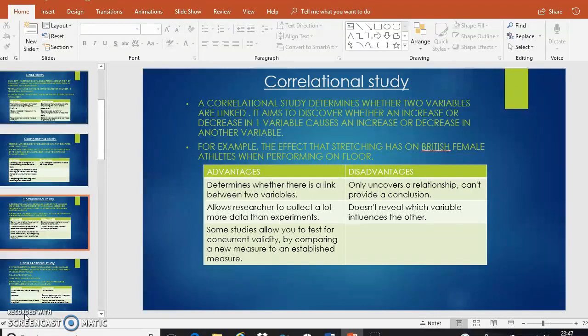Disadvantages, however, are that this only will uncover a relationship and won't provide any conclusion as to why, and it doesn't reveal which variable actually influences the other, so you're unsure of which variable causes the other one to change.